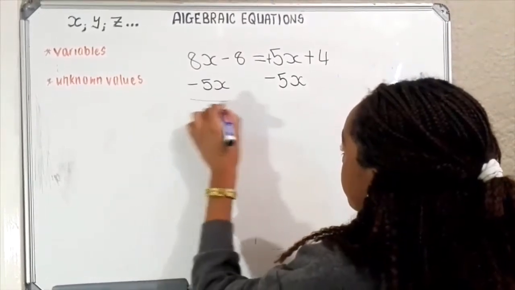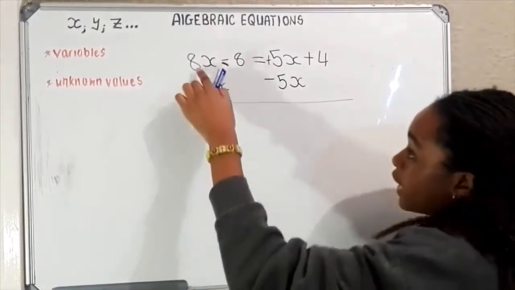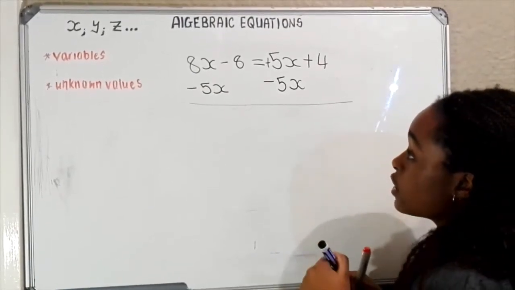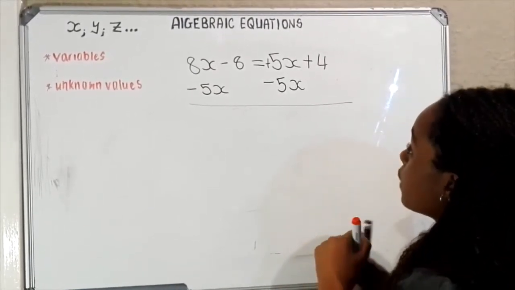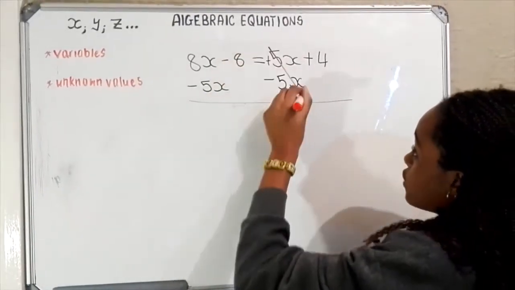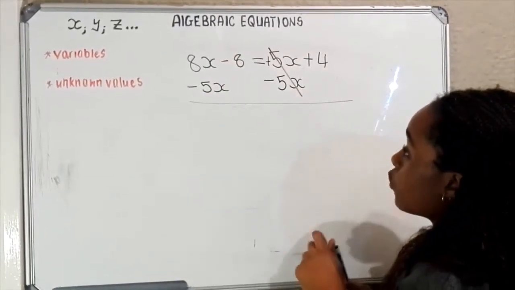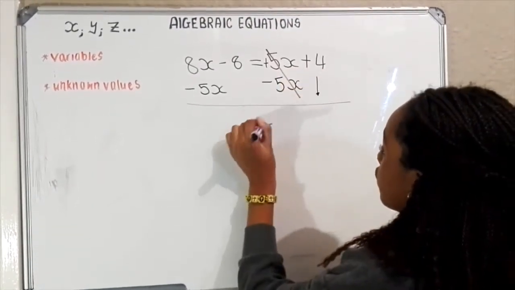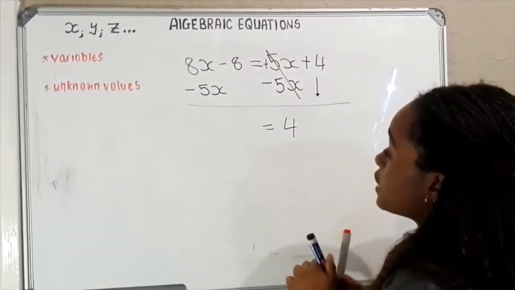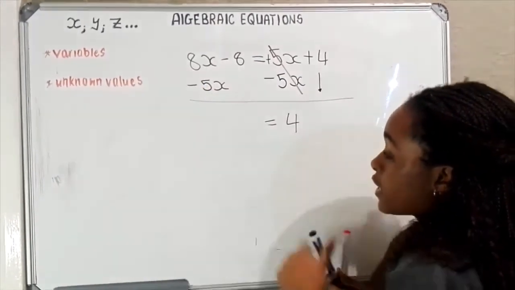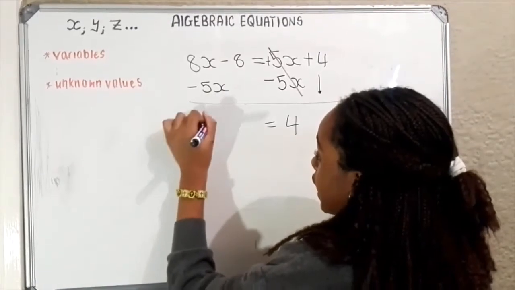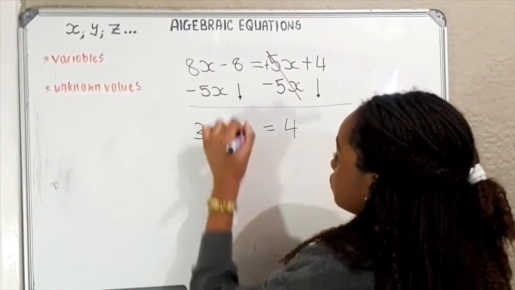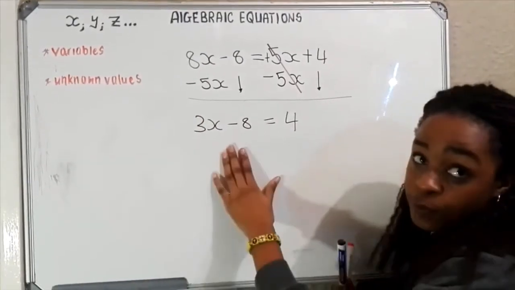All right, so 8x and 5x are like terms, so I'm going to combine them. The 5x minus 5x will cancel out each other, and we'll be left with the plus 4 on this side. 8x minus 5x gives us an answer of 3x. And we'll bring down the minus 8. Okay, so this is something we're familiar with now.